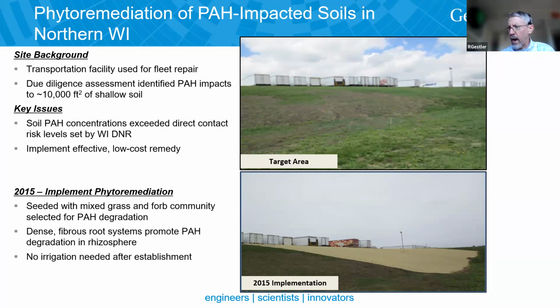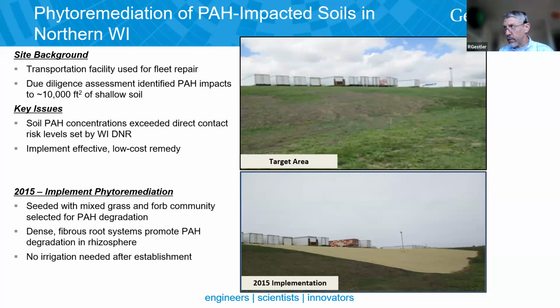We reached out to a local grass seed distributor, and came up with a mixture of native grass and forb seeds that we could then apply to that quarter acre site for fast growth to promote PAH degradation within the root zone. One of the benefits of using grasses and forbs is they tend to have very dense and very fibrous root networks, very dense networks of roots within the first few feet of the soil profile. That readily promotes PAH and petroleum hydrocarbon degradation within that rhizosphere, again, that area around the roots.